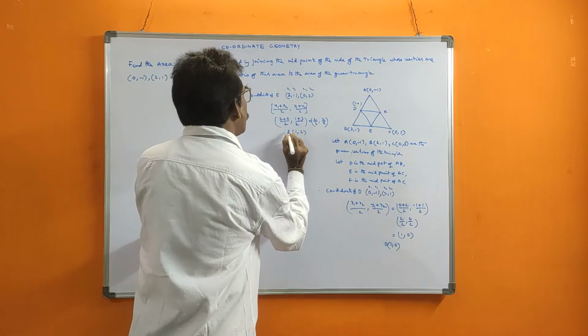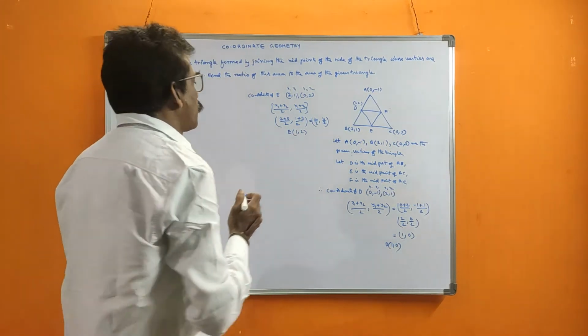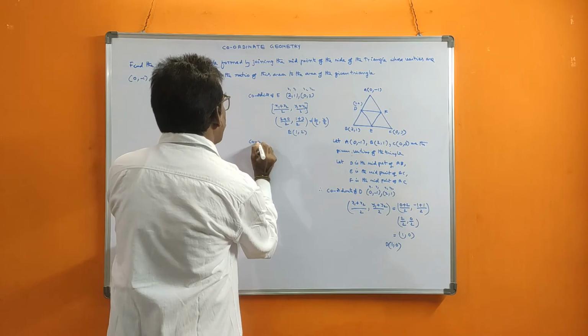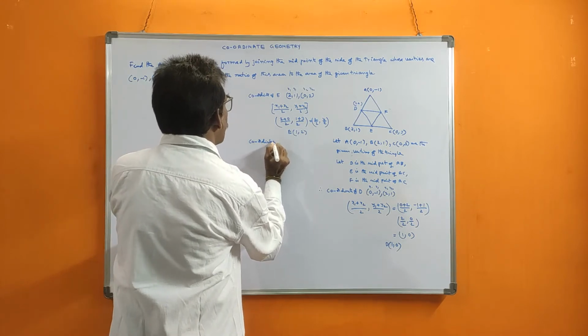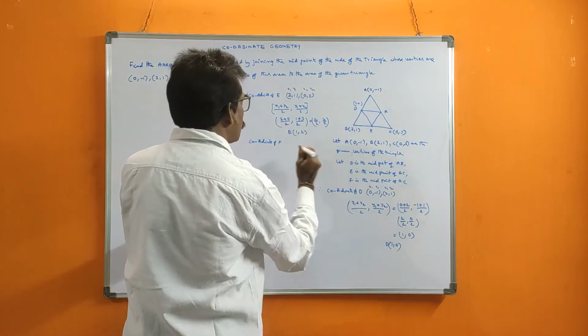E point only, right. E is equal to (1, 2). E point. Now F. Coordinates of F. F is the midpoint of AC. We wrote already those, AC.